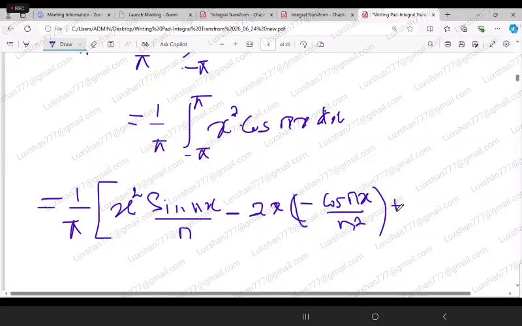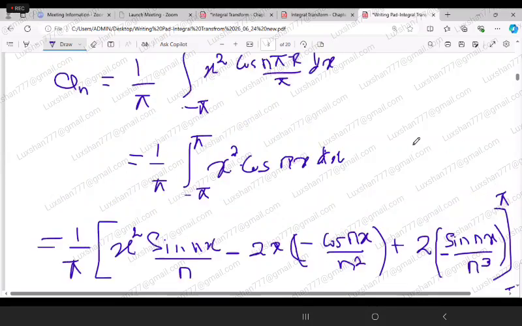plus the integration of this one is 2 into, the differentiation of 2x is 2, into the integration of this one, which is the integration of cos, equal to sine nx over, already we have n, so that is n cubed, but we have minus. So we have to substitute minus pi to plus pi.